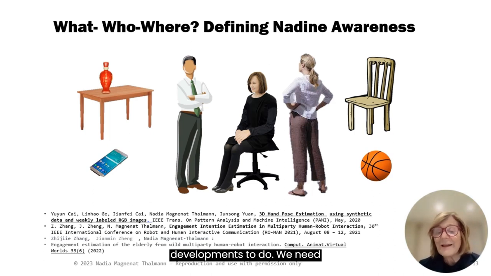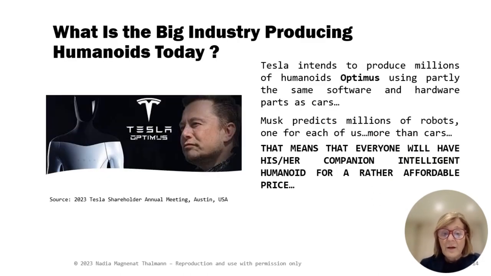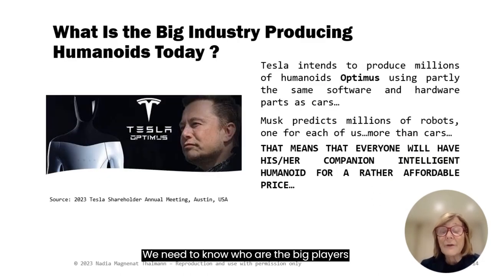So at least we need to use robots according to what is the use for users. We need to know who are the big players in making robots today. And of course, we have to come back to Elon Musk. He has developed the robot Optimus for 2 years in his Tesla company.